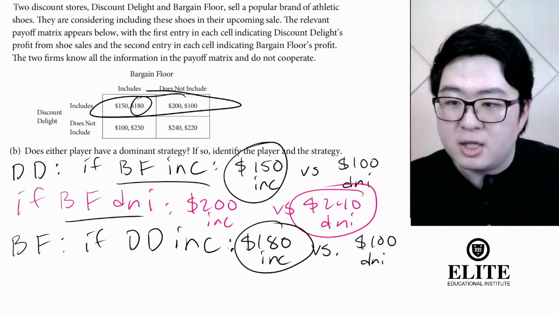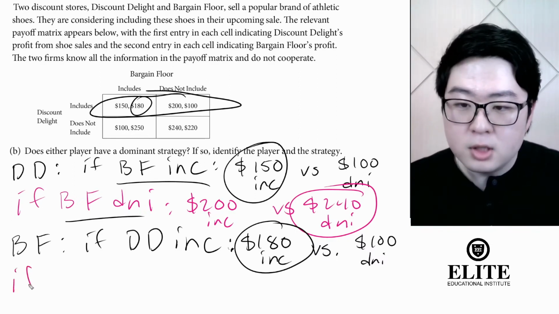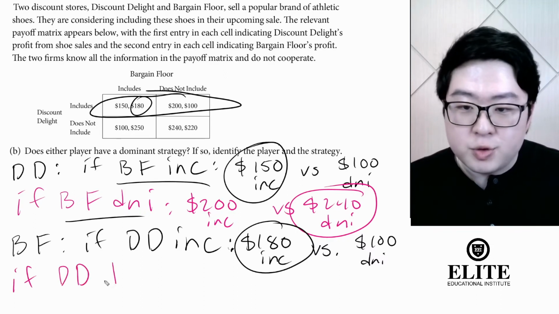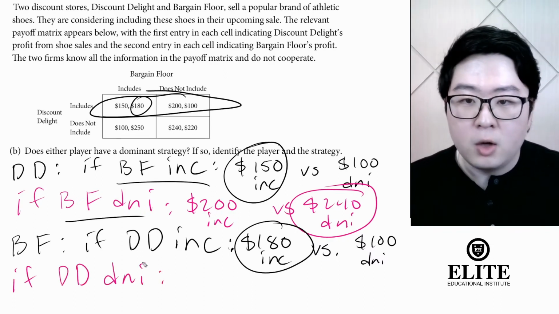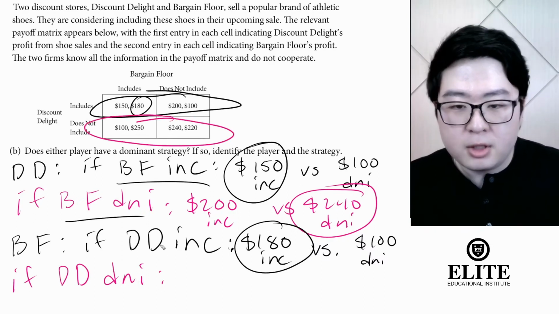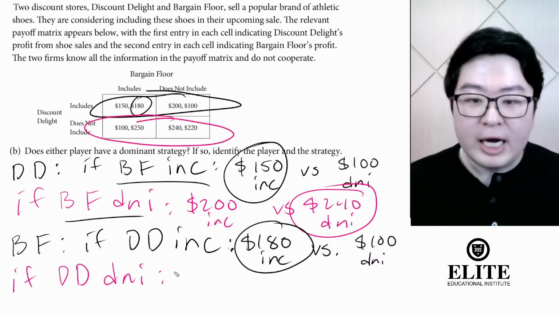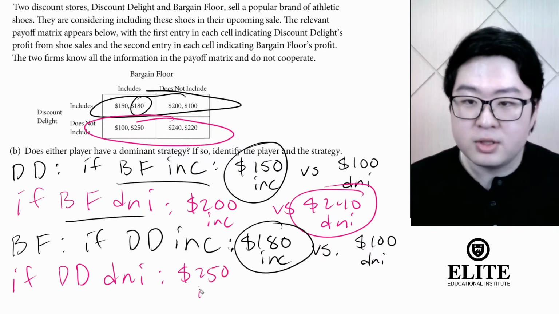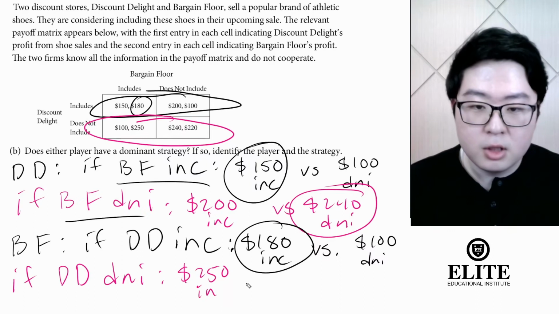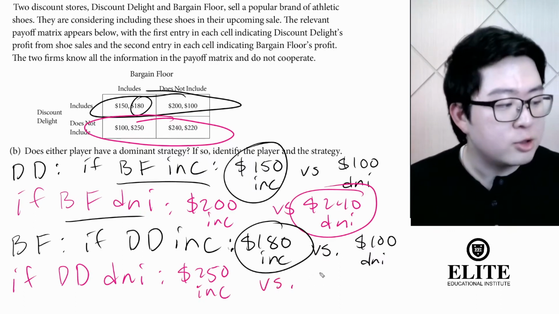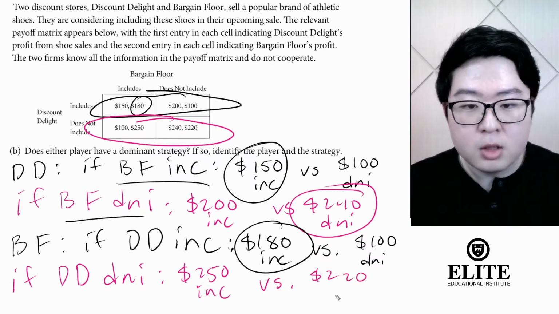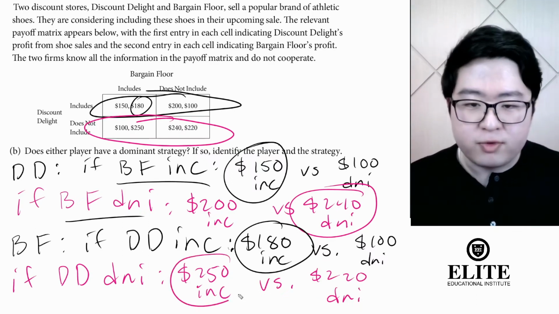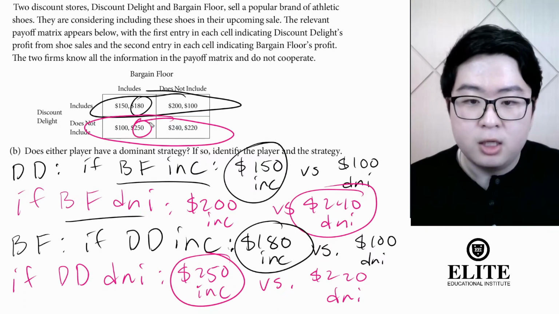Let's take a look at the other case. If discount delight chooses to not include, it's going to be one of these. Bargain floor will either see $250 in profit if it includes, or $220 in profit if it chooses to not include. Which one is it going to pick? Obviously the $250 right here.